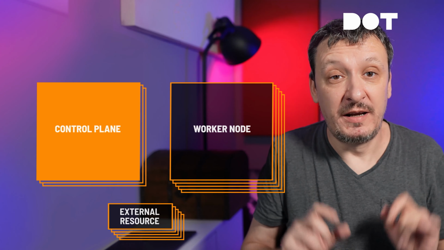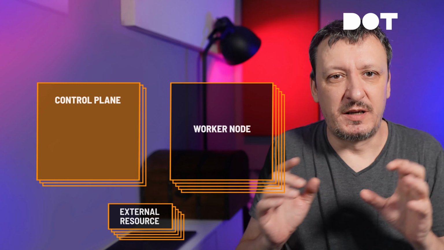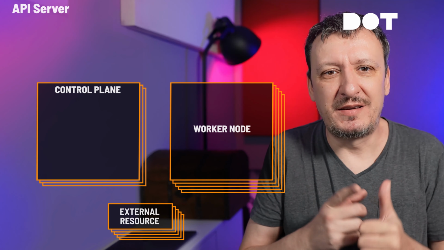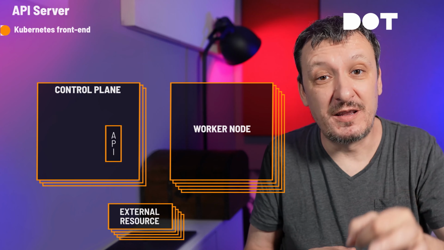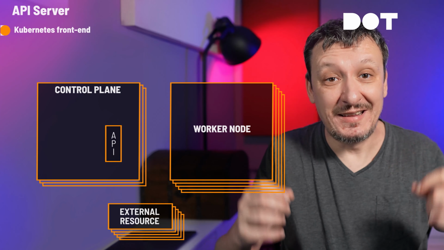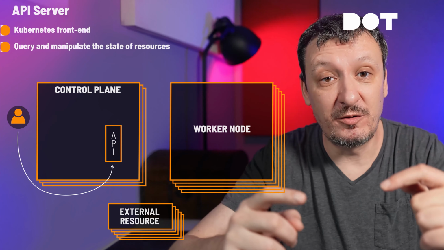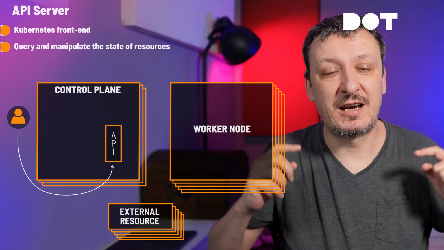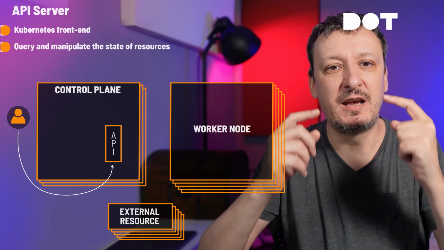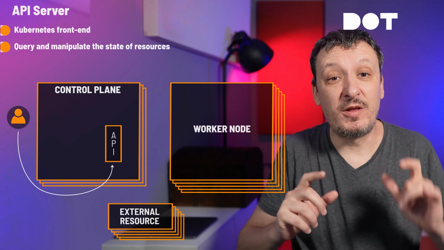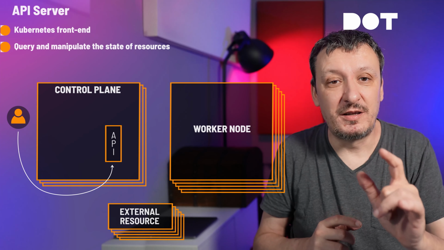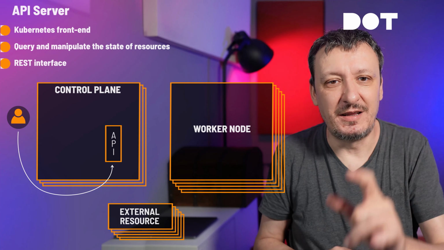Inside the control plane, we have different components. To begin with, there is the API server. That is the front end for Kubernetes. That's how we access Kubernetes. That's how we query the resources in Kubernetes. That's how we apply the resources, and so on and so forth. That's how we talk to it, and we do it through a REST interface.